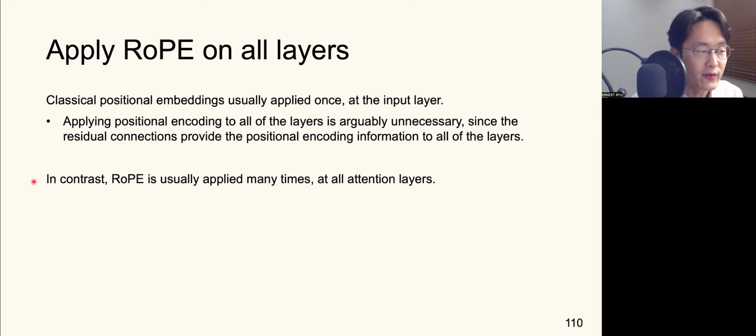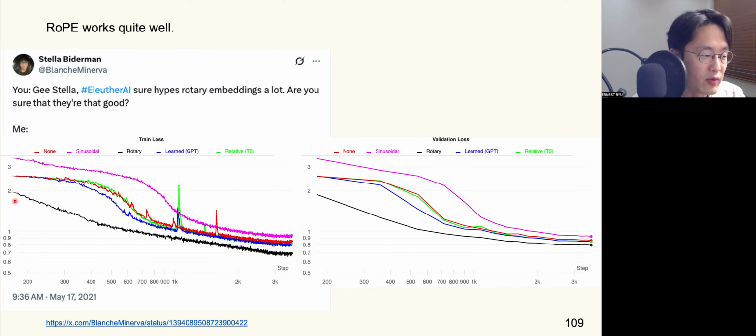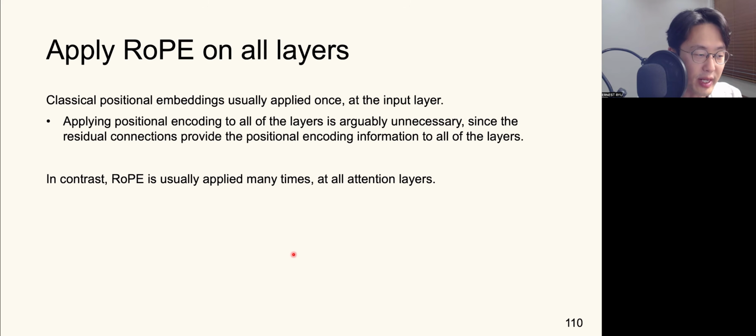Actually, if we go back to this plot, the claim in this plot is that rotary positional embedding works very well. Here's sinusoidal embedding, but there's also this red line, none. None corresponds to NoPE, so this is the use of no positional embedding. At least in this plot, it's not working as well as rotary positional embedding, but it's working pretty well, actually better than sinusoidal positional embedding.